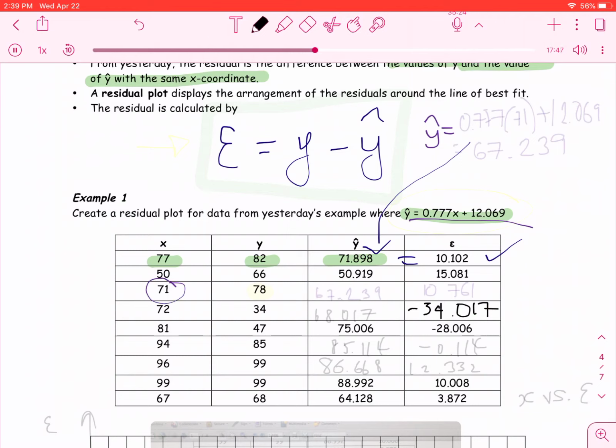So what we're going to do is sub in $71 for x, and that will find out what our y hat is. We're going to use the equation there, 0.777 instead of x. We'll replace that with 71, plus 12.069. Once you sub that in, we actually are using our line of best fit, and we get a value of 67.239 once you work it out.